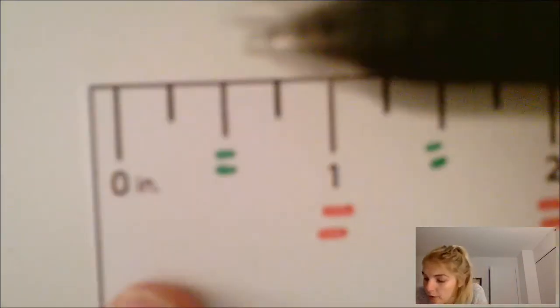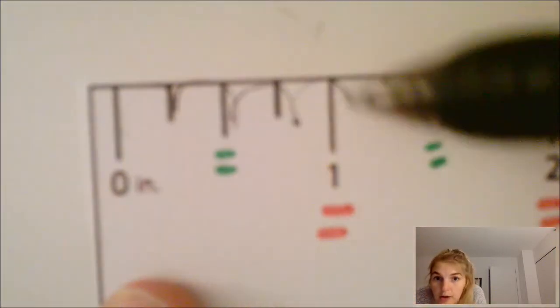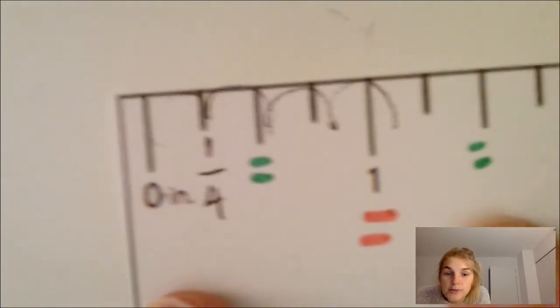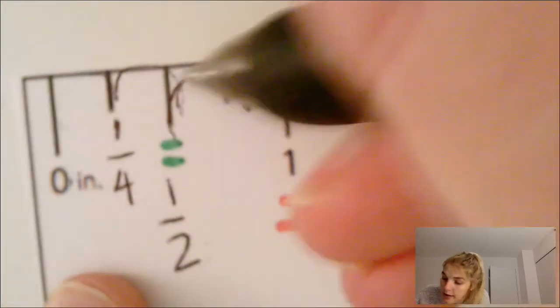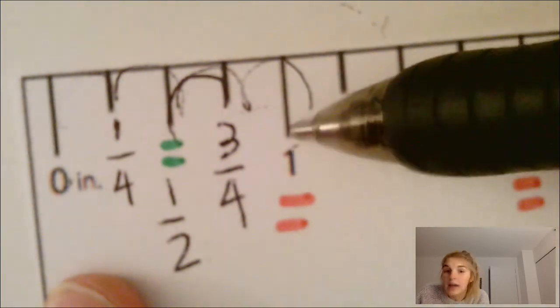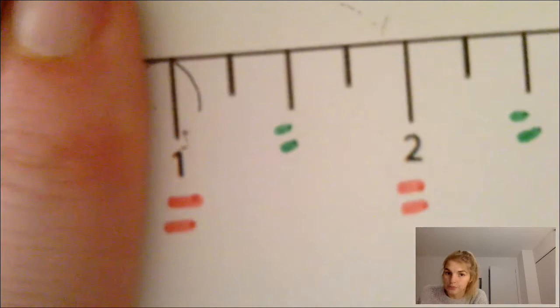We have 1, 2, 3, 4. That means that if this is 0 inches, this is 1/4 of an inch. We said that this one in the middle is 2/4, but we also say 1/2 of an inch. Now we go to the next line, 3/4, and then we have 1 whole. So let's try it again with the next inch.